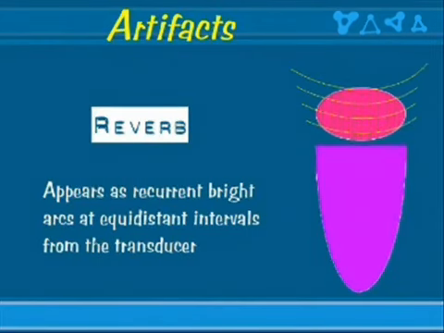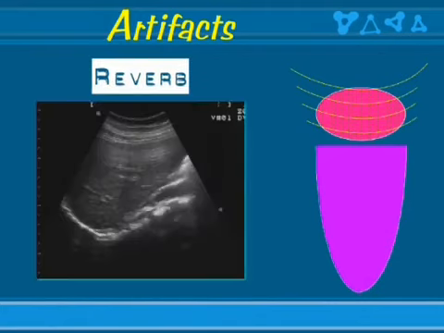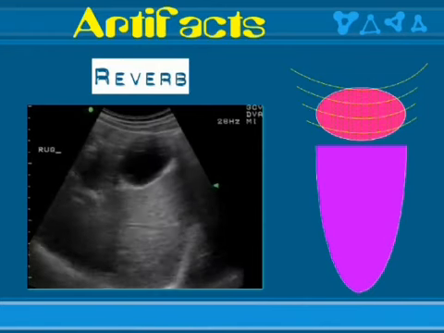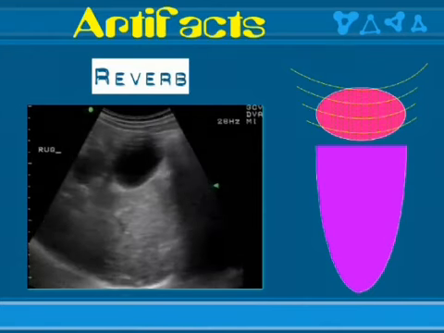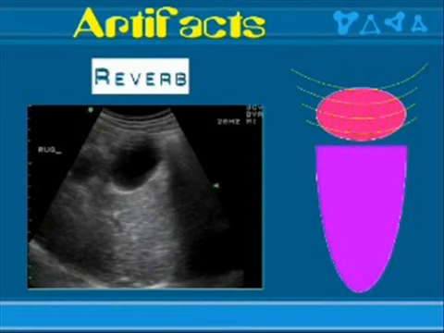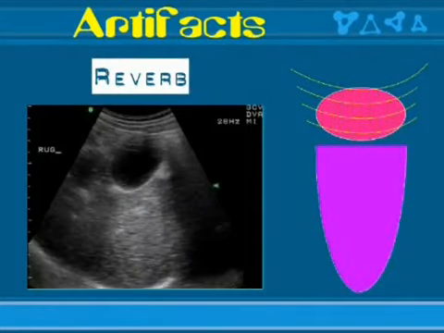Reverberation artifact appears as bright lines, usually in the superficial part of the image. This is usually caused by interaction between the transducer and the skin. These bright lines are usually at equidistant lengths and can be seen in this case within the gallbladder. The bright lines seen within the gallbladder are an artifact caused by reverberation.